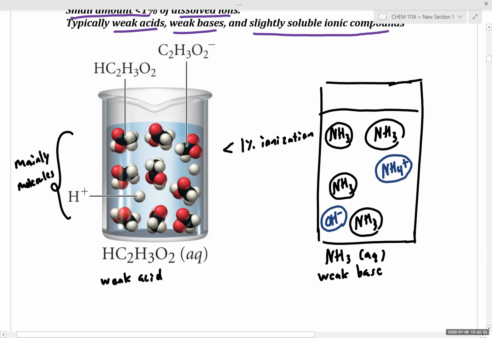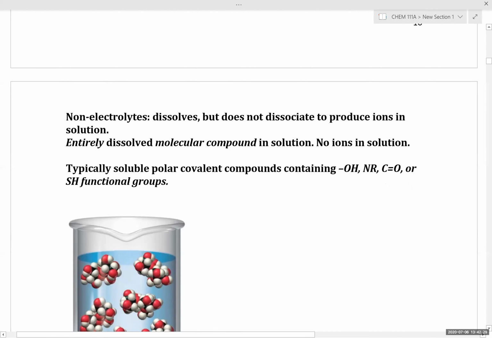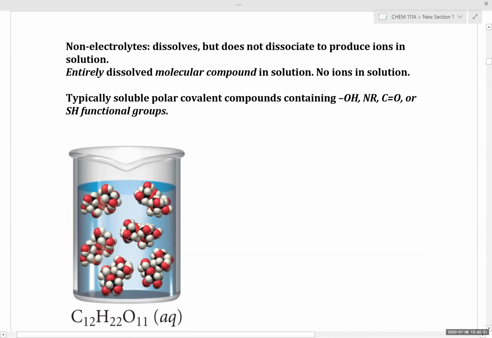Okay, let's now discuss the next two classes of compounds. So non-electrolytes, they're pretty boring. They dissolve, but they do not dissociate to produce ions. We have only molecular compounds in solution, no ions. I can't emphasize this enough.